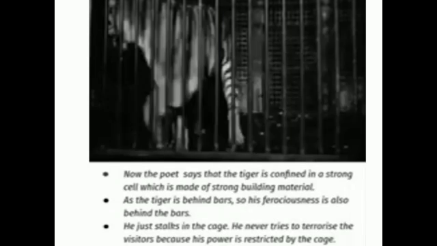Now, the poet says that the tiger is confined in a strong cell which is made of strong building material. As the tiger is behind bars, so his ferociousness is also behind the bars. He just stalks in the cage. He never tries to terrorize the visitors because his power is restricted by the cage.